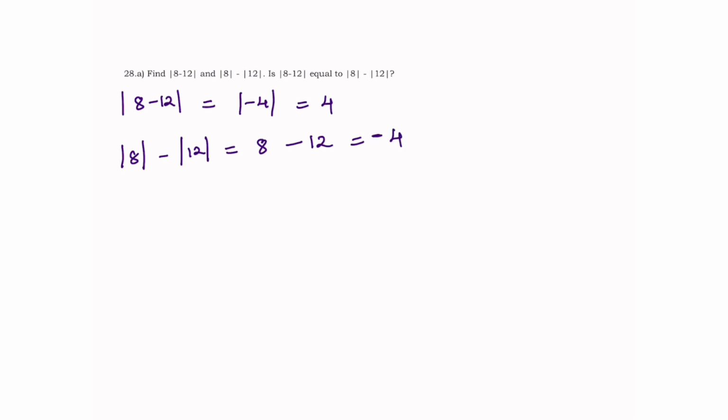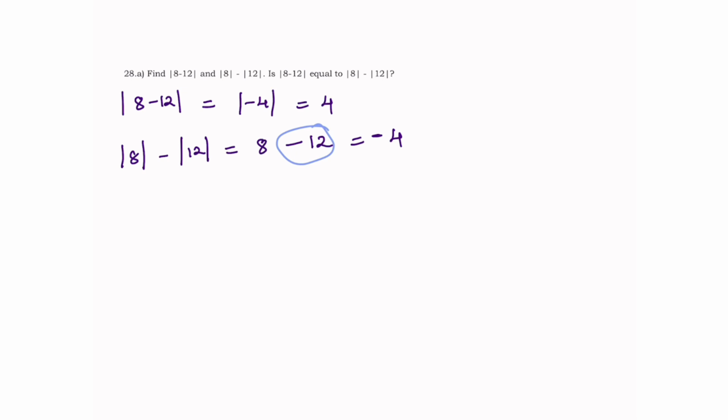Okay, here comes the next question. It says find the absolute value of 8 minus 12. So they are in the absolute format, right? We are going to write it here. 8 minus 12 is minus 4, and in absolute value that is 4. Now the next one is the absolute value of 8 minus the absolute value of 12. The absolute value of 8 is 8, you put the minus sign, and the absolute value of 12 is 12. The answer is 4, but with a negative sign, because this is negative here.